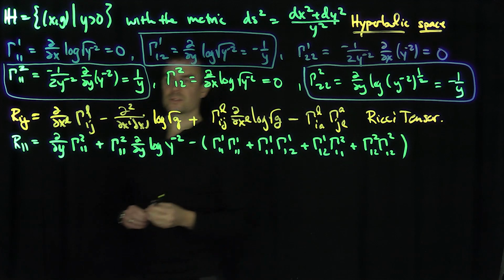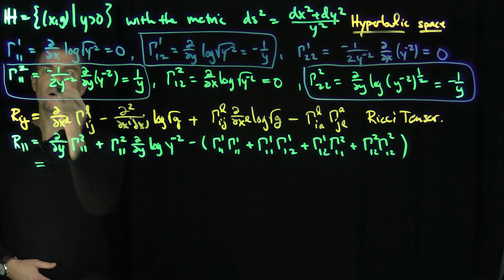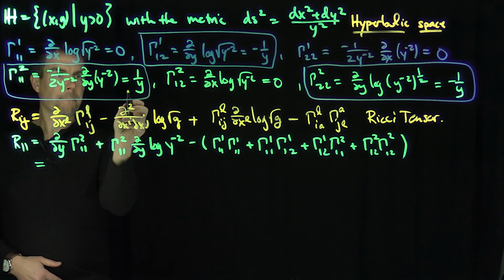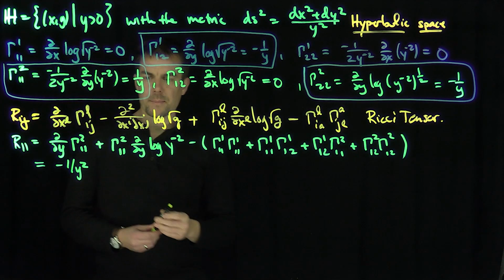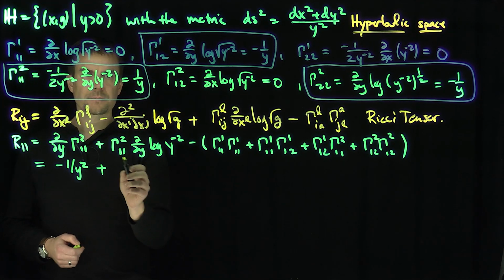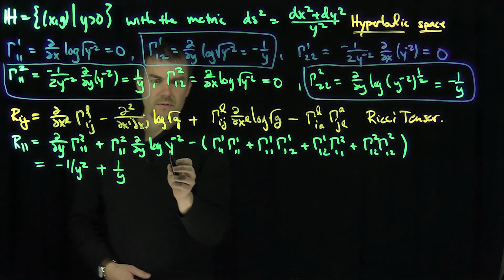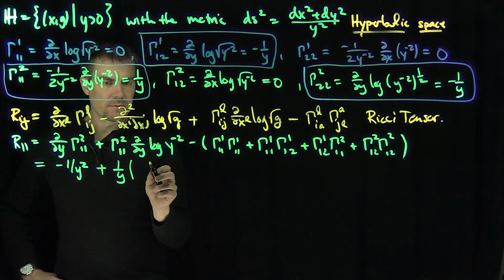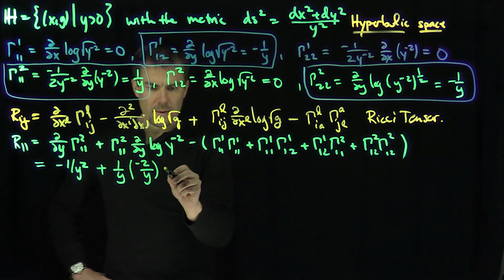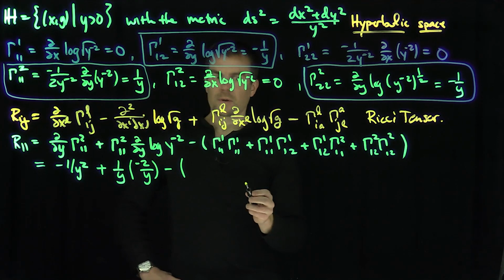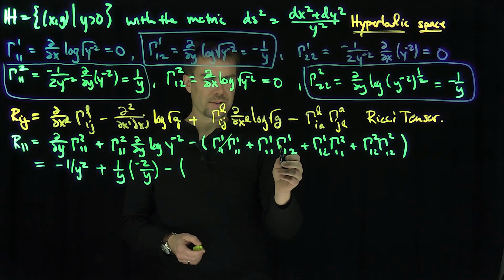Great. Now let's slowly do these things over here. This is the y derivative of gamma 2, so it's going to be a negative 1 over y squared. Then over here I'm going to have a plus gamma 1, 2, that's a plus 1 over y. And then this derivative of the log of y to the negative 2 is going to be a negative 2 over y. Great. And then minus what? Gamma 1, 1, 1 is 0, so that term is gone. Gamma 1, 1, 1 is also 0, so that's gone.